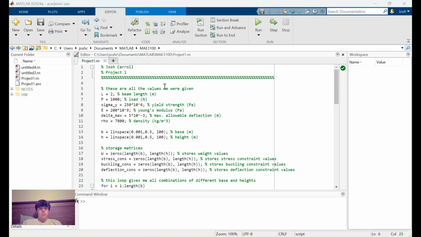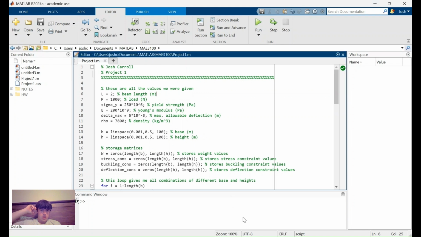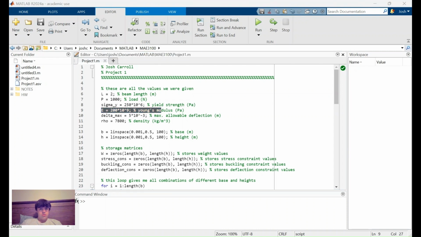I don't think you can see my Google Chrome page, but these are the first things we were given. A length of 2 meters of the beam, a load of 1,000 newtons, a yield strength of 250 megapascals, which we converted to pascals to keep everything in SI. The modulus of elasticity is given in gigapascals, so we converted it to pascals to keep everything in SI.